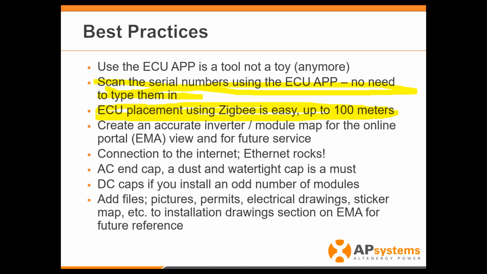Create an accurate inverter map. Again, this only helps you in the future. It's so nice to be able to watch the shade come up in the morning and go down in the nighttime. But also, if there are any issues in the future, you know exactly where those modules are. You know exactly where those inverters are. It's just going to save you time in the future. So that accurate map is so important.